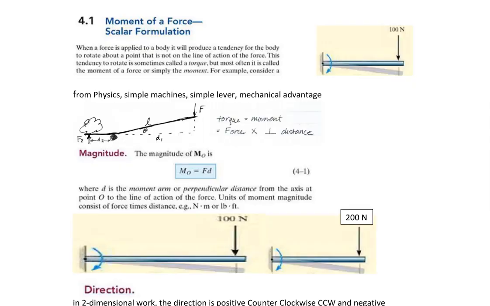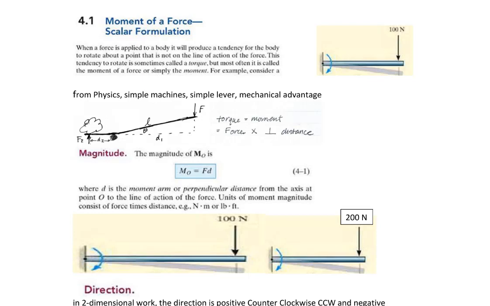Well, this is the beginning of chapter 4. We're going to talk about moments today. Whenever you have a force applied to a body, it may have a tendency to twist, to rotate, or to bend. Our textbook definition suggests that when a force is applied to a body, it will produce a tendency for the body to rotate about a point that is not on the line of action of the force.